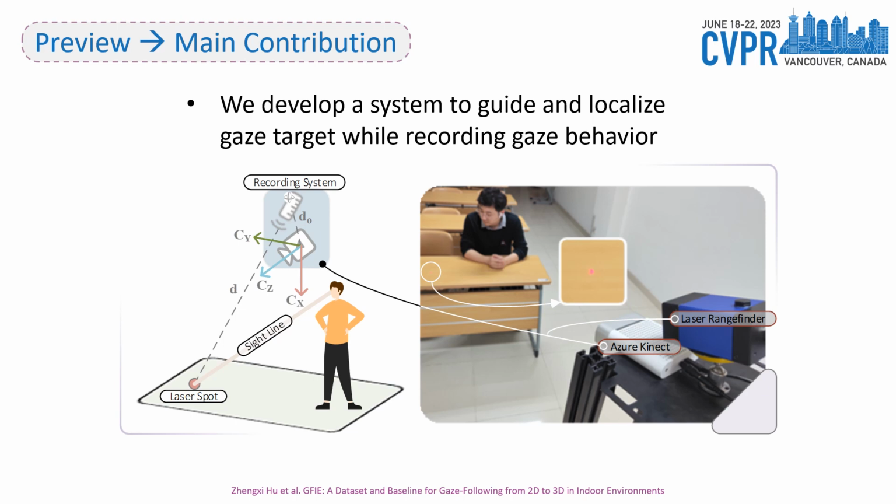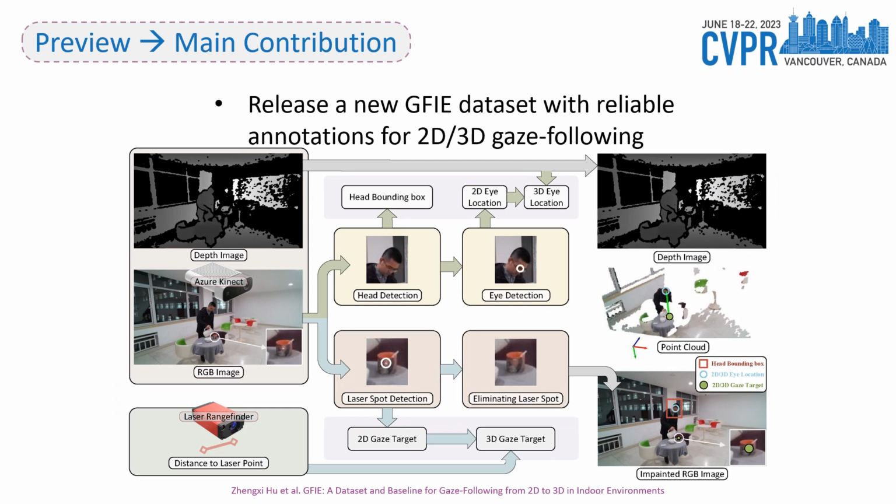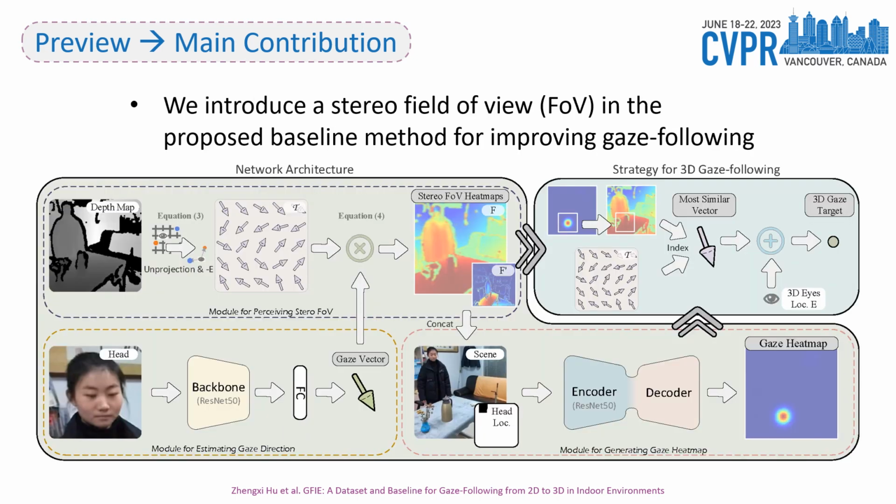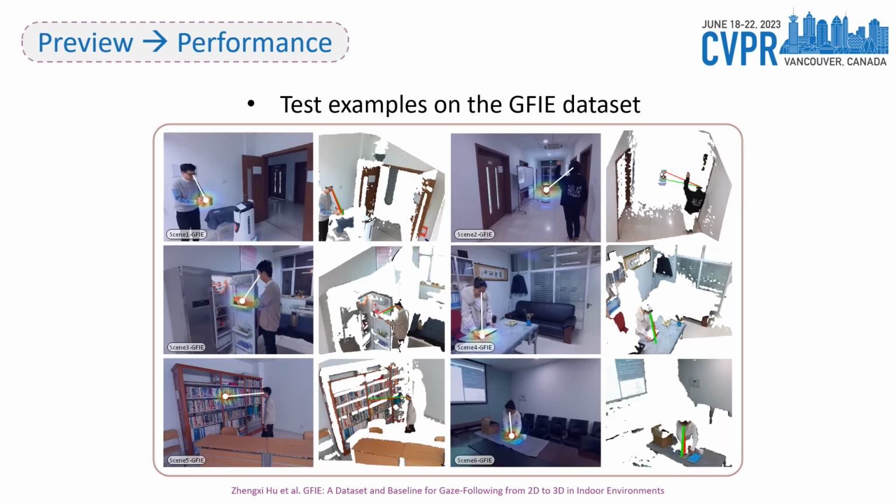To address the problems mentioned above, we developed a system to record gaze behavior and released the novel GFIE dataset with reliable annotations. We also proposed the baseline method for improving gaze following. Some test samples on the GFIE dataset are given for an overview.